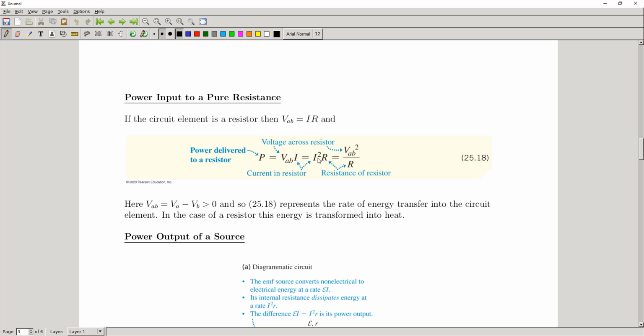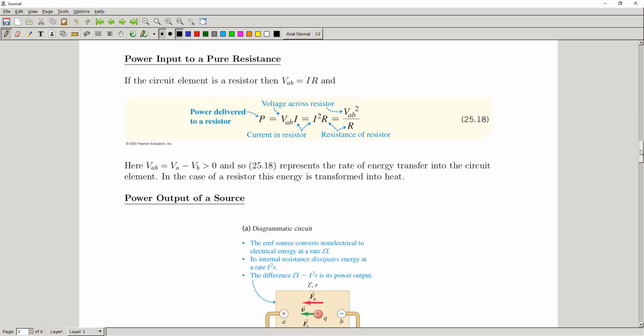So here we have our VAB, which is just going to be our potential at point A minus our potential at point B, is going to be greater than 0, right? Because we're talking about a resistor here. And so we're going to have this equation representing the transfer of energy into our circuit element, right? In this case, the resistor is going to take energy and transform this energy into heat, right? So we're going to have energy being poured into the resistor. The resistor is heating up, and that heat is bleeding off into the environment, and so that's what's happening to our energy. Okay.